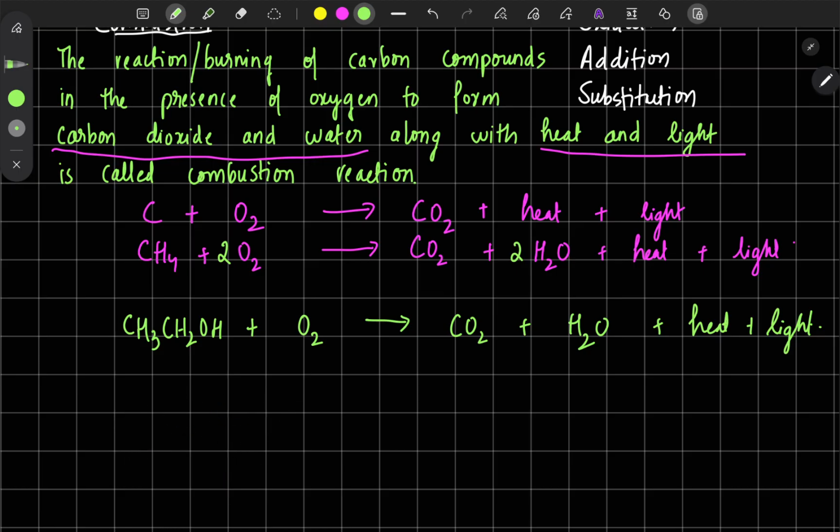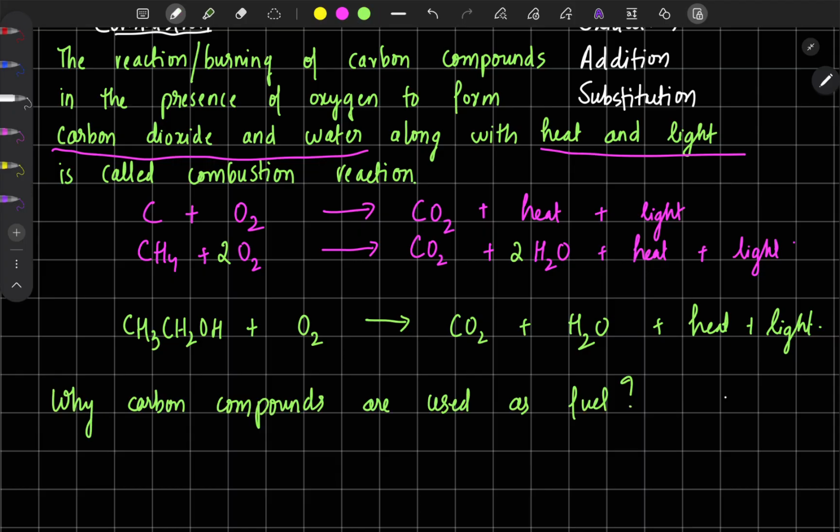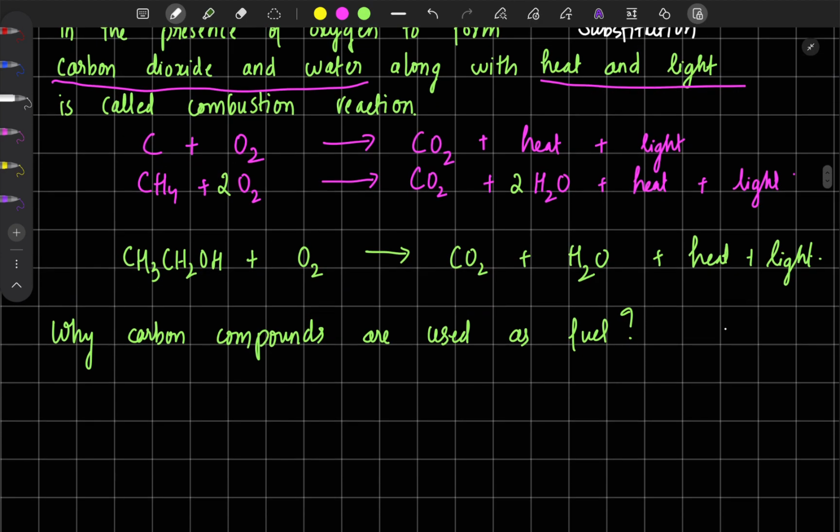Mostly these carbon compounds are used as fuels. So there can be a question: why are carbon compounds used as fuel? This question can be asked. The reason is because they give a lot of heat when burnt. That is the answer. Carbon compounds give a lot of heat. Take the example of petrol, diesel, kerosene, etc. They release a lot of heat when burnt. Coal and firewood also, but coal is comparatively less. Petrol, diesel, kerosene all produce a lot of heat.